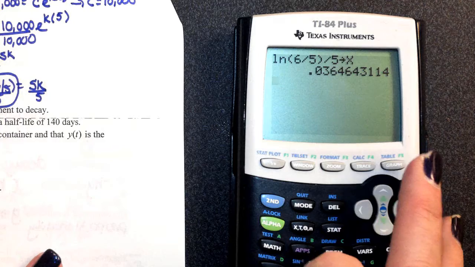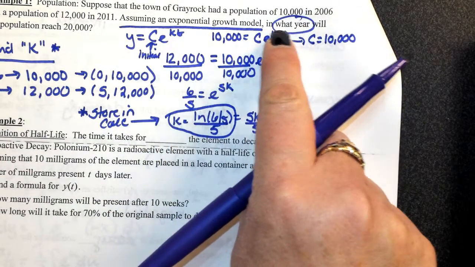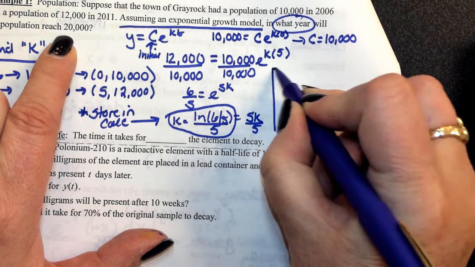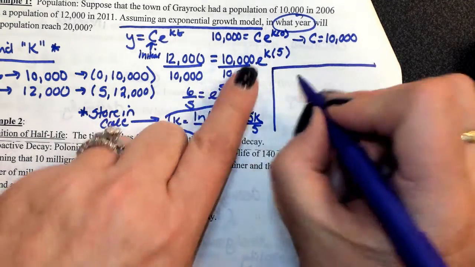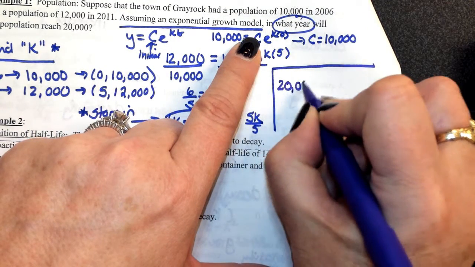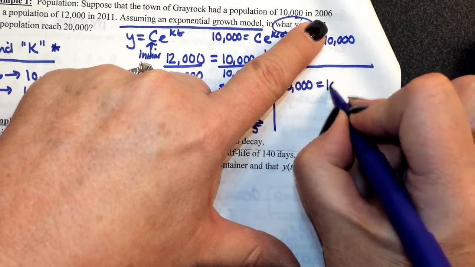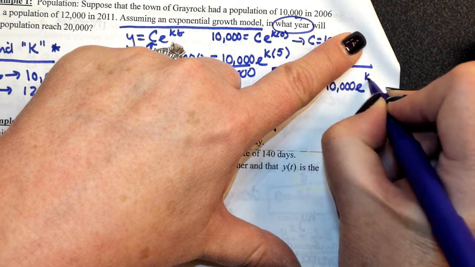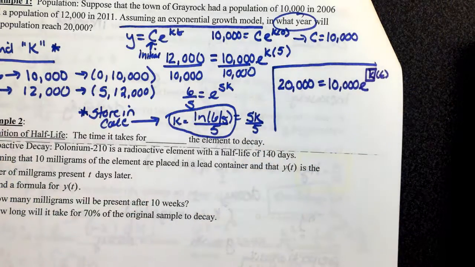Now you can go ahead and answer the question. Assuming an exponential growth model, in what year will the population be 20,000? Now that I know K, and we already talked about how we're going to solve for T, I'm going to take this equation and set it equal to 20,000. So 20,000 is equal to my initial amount of 10,000 times e raised to the K times T. And again, remember, K is what's stored in the calculator.